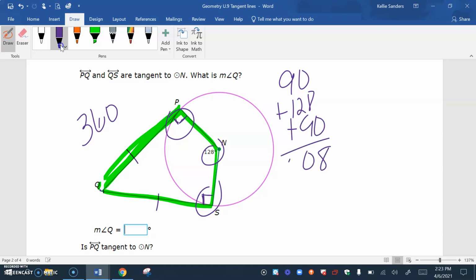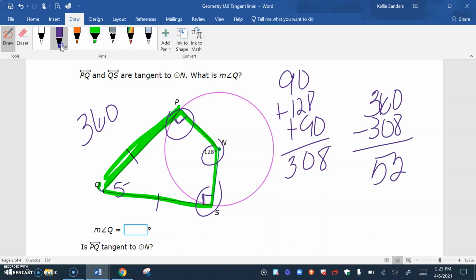that's 180, 308. If these three add up to be 308, I'm going to subtract that from 360 and get 52. And angle Q would be 52. There's a couple of different ways that we could have done this one.